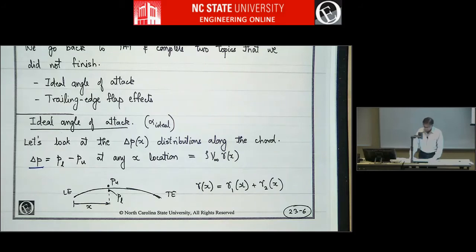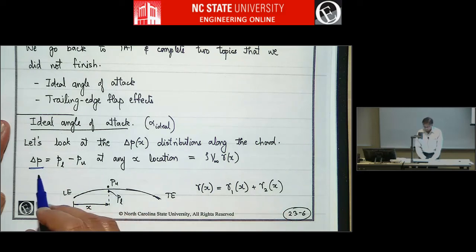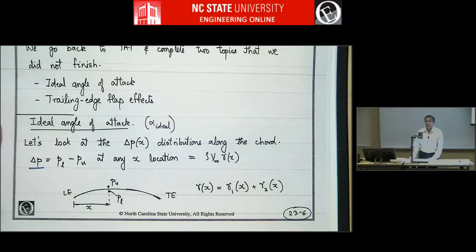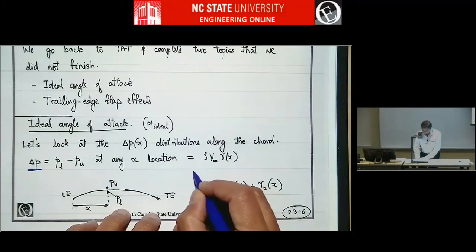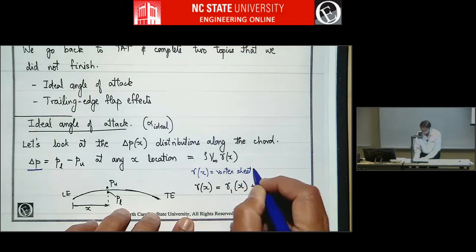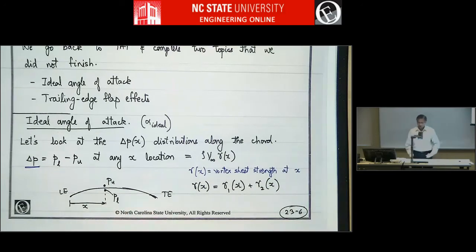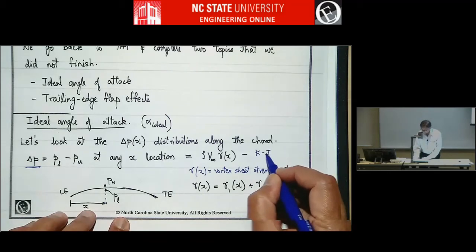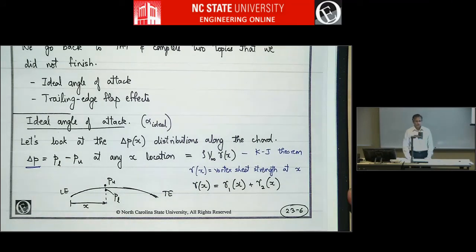If you go back and look at how the vortex sheet strength or vorticity distribution along the chord is used to calculate lift, this delta P turns out to be just rho V infinity small gamma of x. Recall that small gamma of x is vortex sheet strength at x location. This comes from the Kutta-Joukowski theorem, which says that lift equals rho V infinity gamma dx.